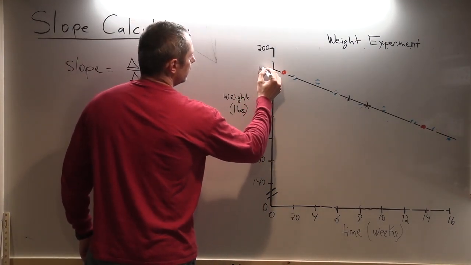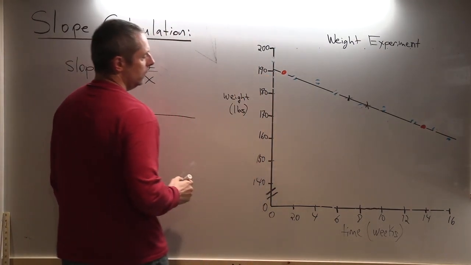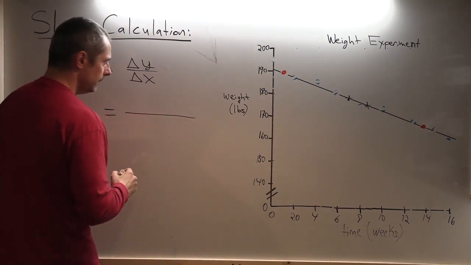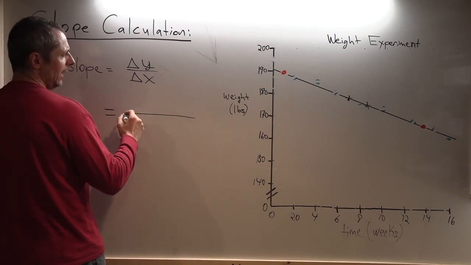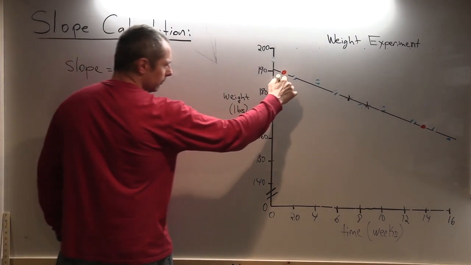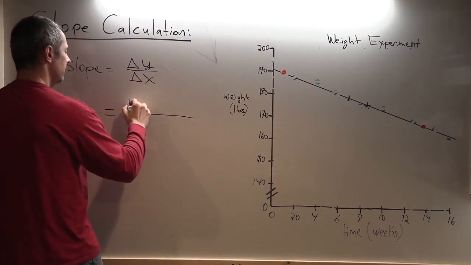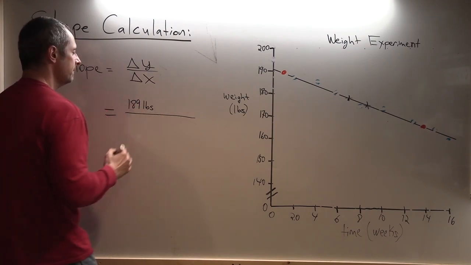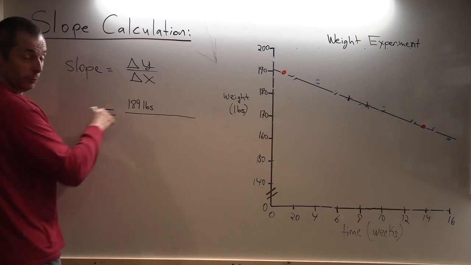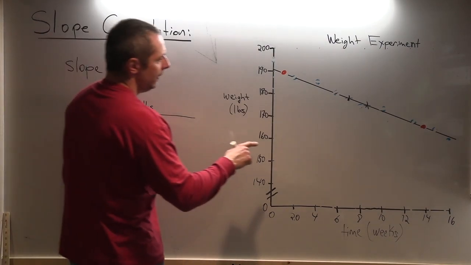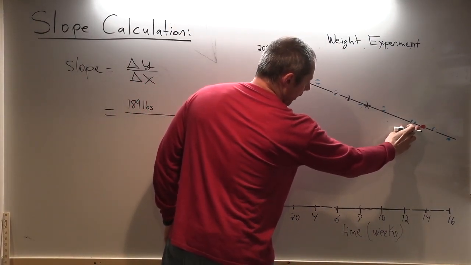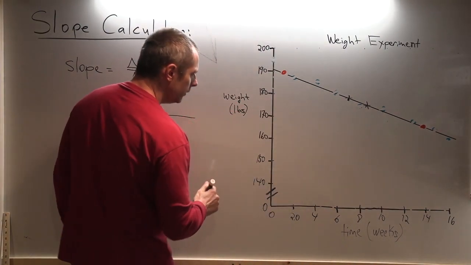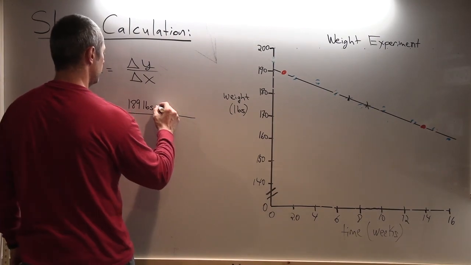Now notice the y starts at about 190, okay? Maybe 189, looks like a little bit below, 189. And I put the unit with it. And then the y here is about 166 maybe.